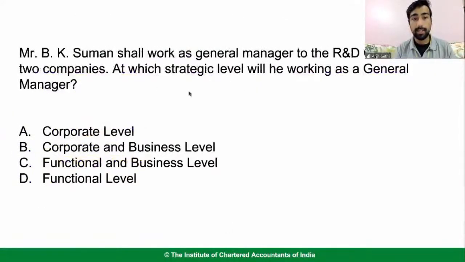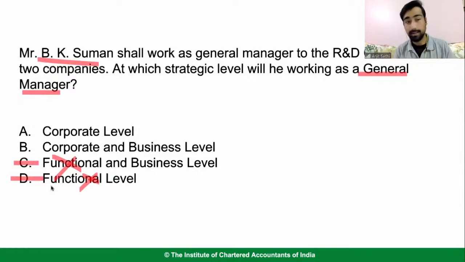The question is, Mr. BK Suman, मेरे को समझ आ गया, he is the general manager, and I know functional level पे तो general managers नहीं होते. तो option C काट दिया, option D काट दिया. These are not the answers. What is the answer? Answer है, he can be corporate level.